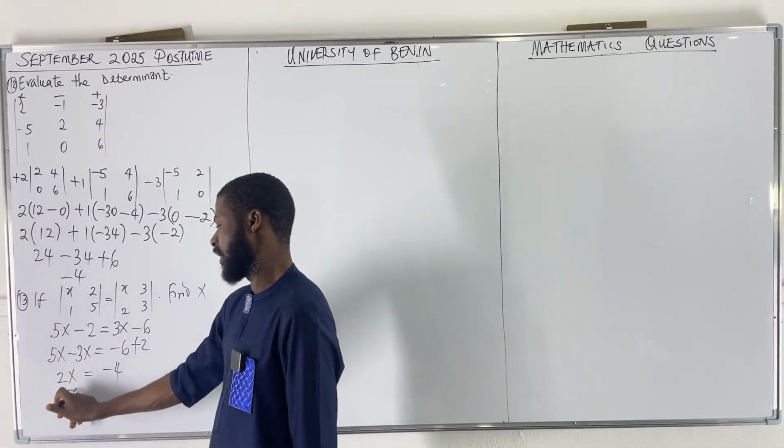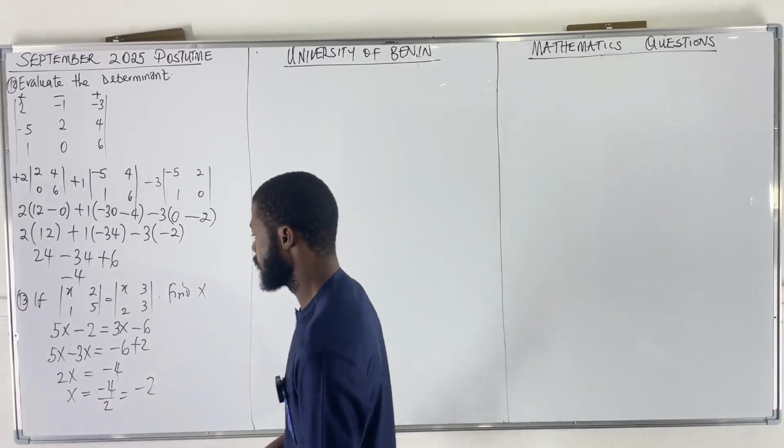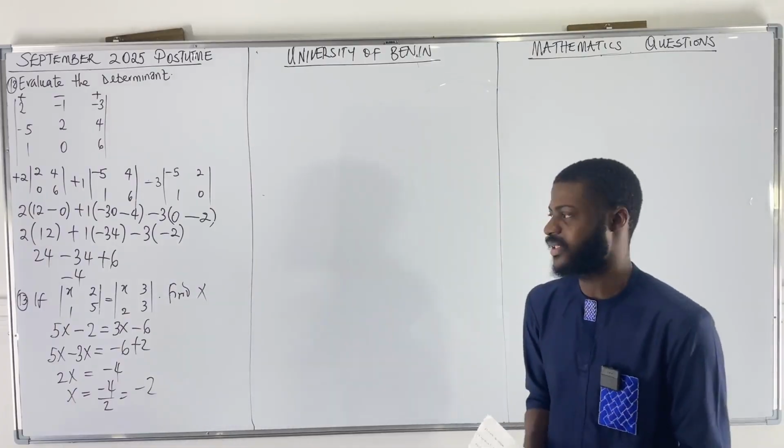Now divide both sides by 2. So this is minus 4 over 2, which is minus 2. So that's the value of x. So that one is an easy one.